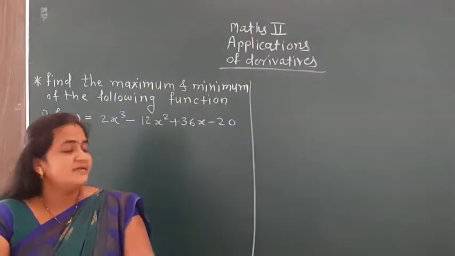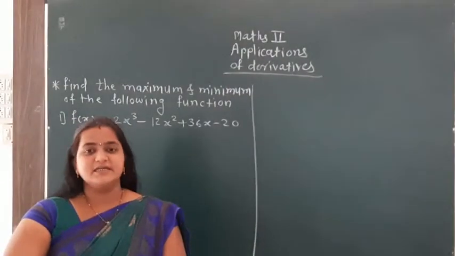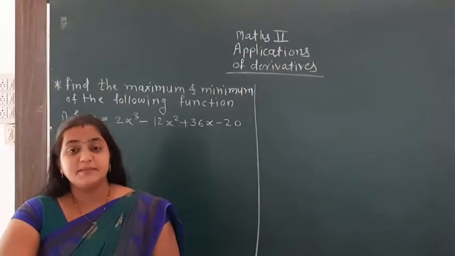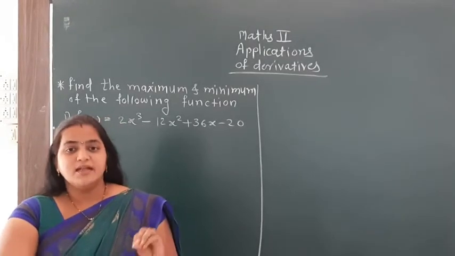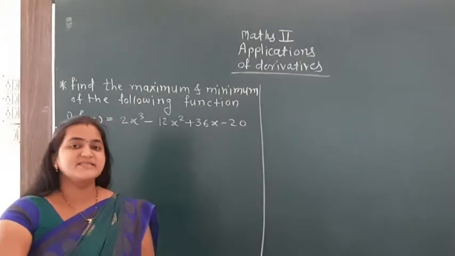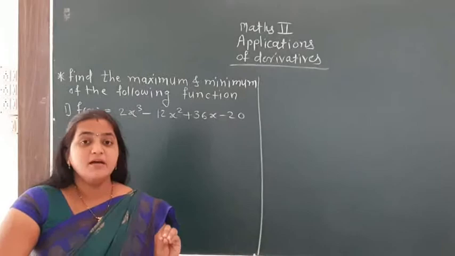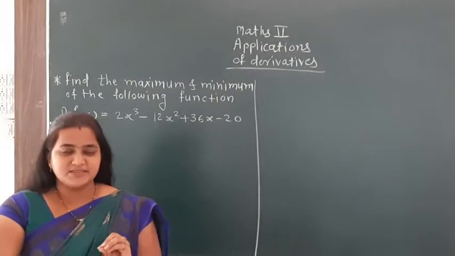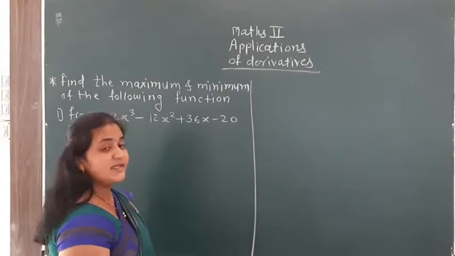Today we start the example on maxima and minima. Last lecture we studied how to find the maxima and minima by using the first derivative test and second derivative test. In this lecture, whatever examples we solve, we will find the maxima and minima by using the second derivative test. So what exactly is the second derivative test? Let me repeat it again.